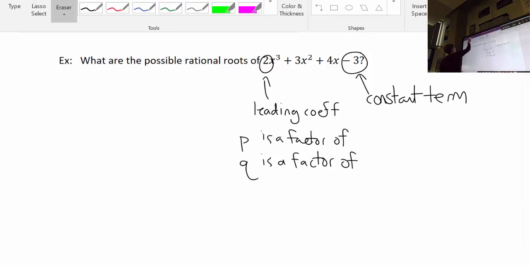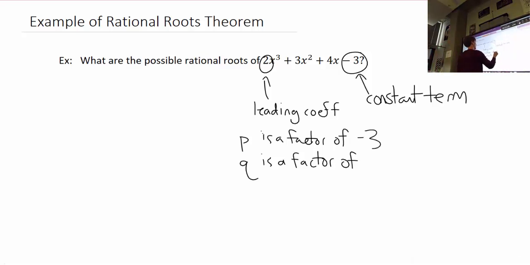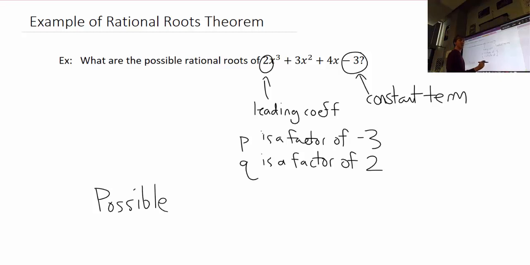Okay. Yep, what did I say in the theorem? I said that P has to be a factor of the constant term. So it has to be a factor of -3. Q is a factor of the leading coefficient, which is 2. So let's talk about the possible P's and Q's.